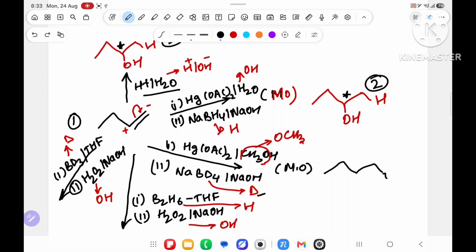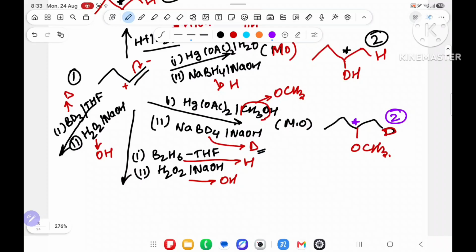But this time hydrogen is not coming. What is coming? D is coming. So D will come over here. Over here, H2O would give OH, but H2O is not there. CH3OH is there. That will give OCH3. So this is the product coming. In this product again we have one chiral center over here. It also has two answers.